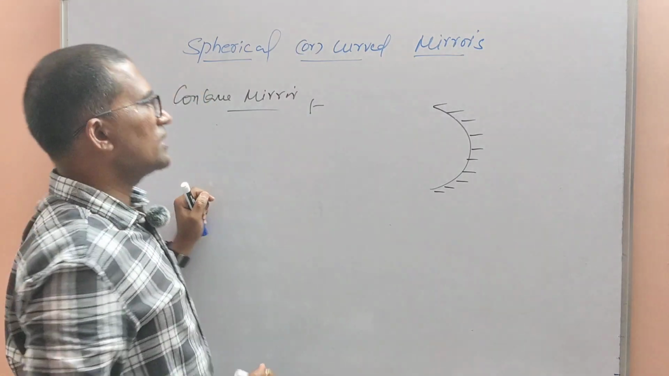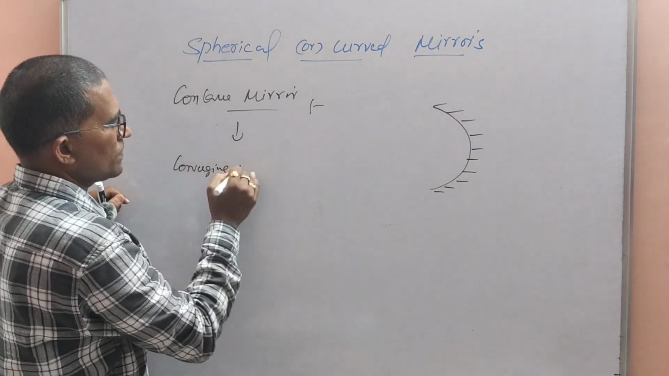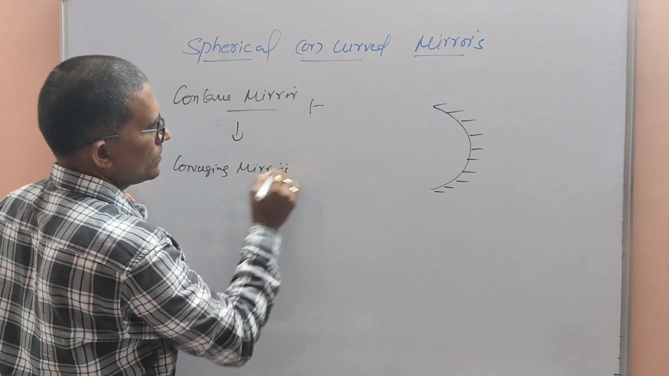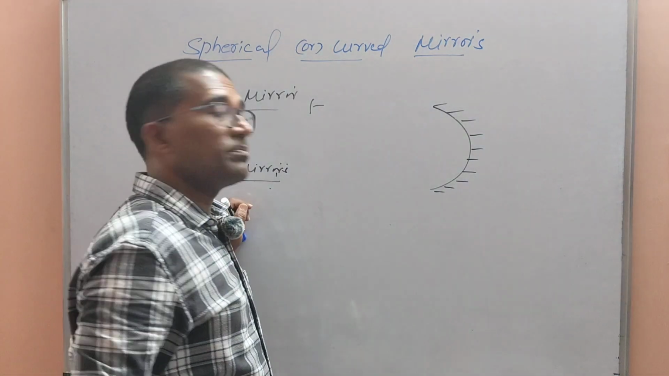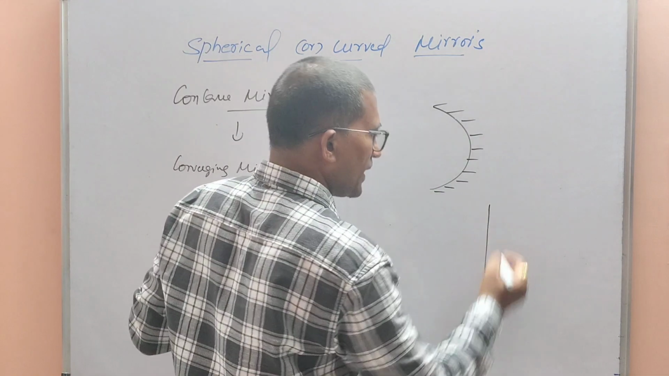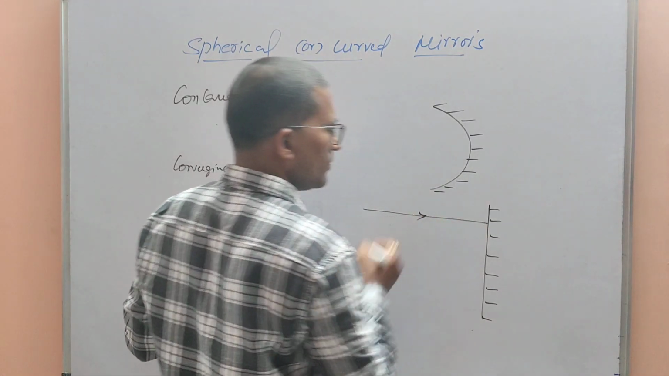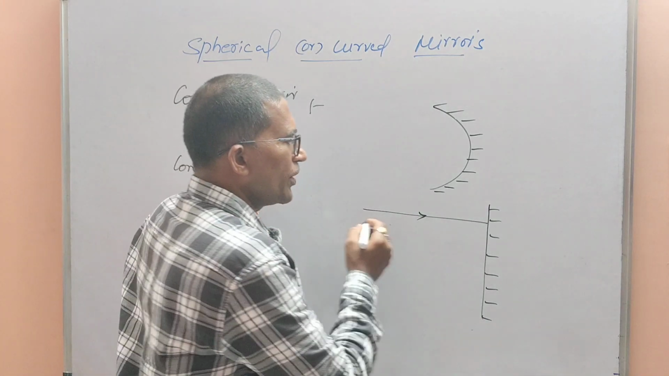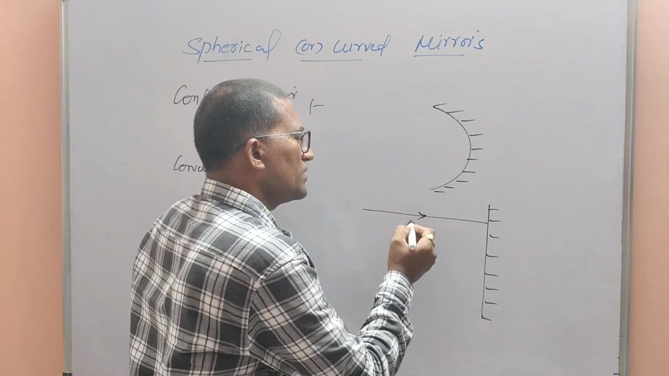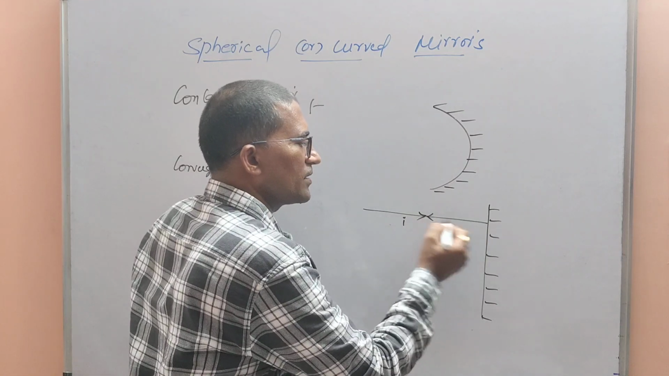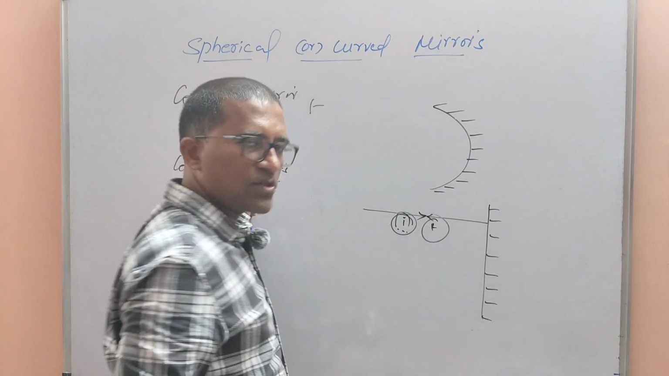So what are the properties? These concave mirrors are also called converging mirrors. Why are we calling them converging mirrors? Because if you take a plane mirror and incident a light ray like this with an angle of 90 degrees, it is going to bounce back in the same direction. This is the incident ray and this is the reflected ray, and the angle of incident ray here is 90 degrees, reflected ray angle is also 90 degrees.